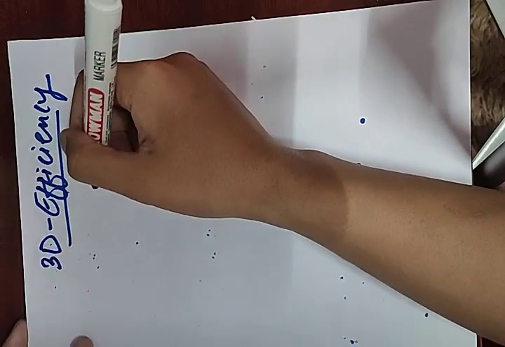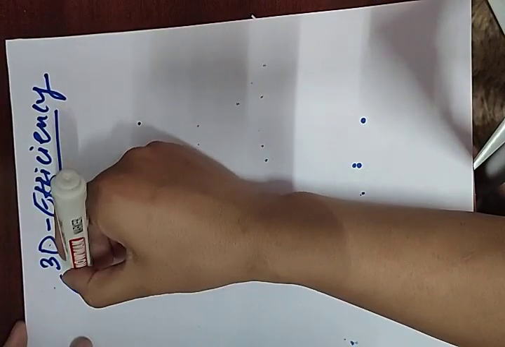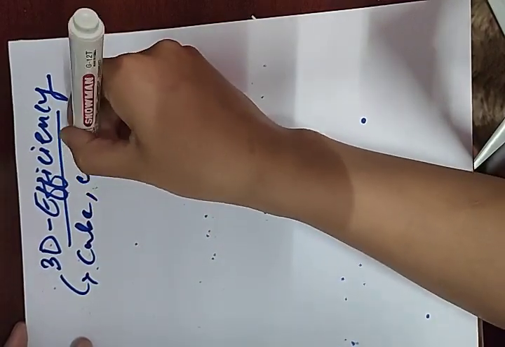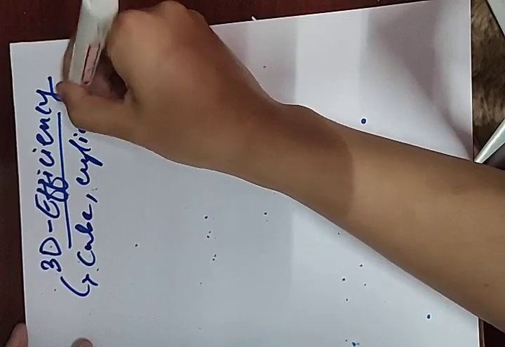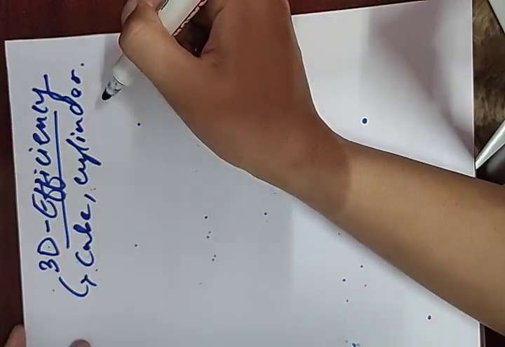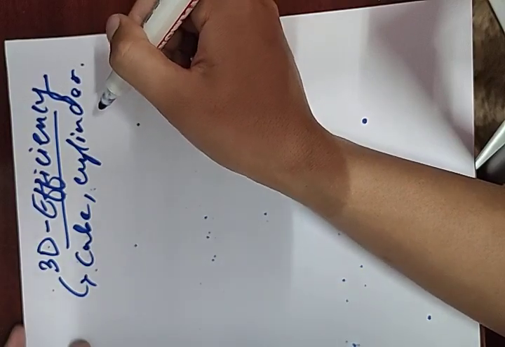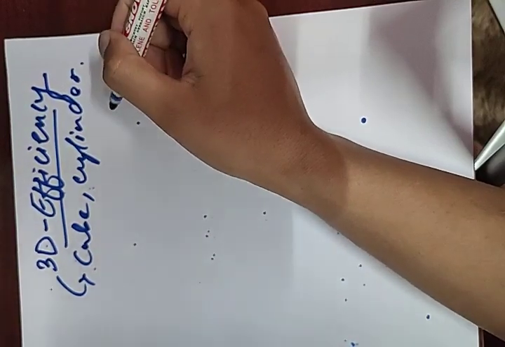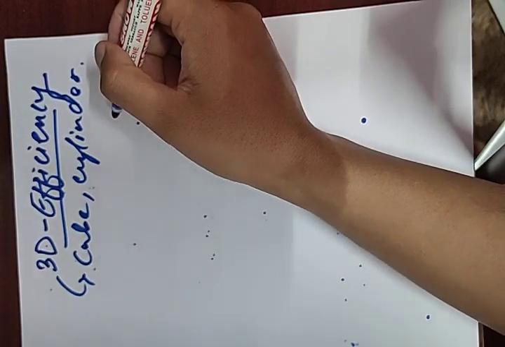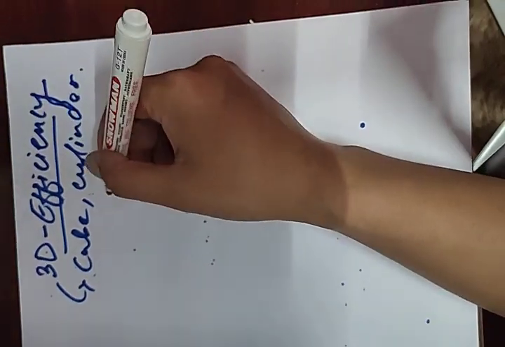Now 3D shapes, namely a cube, cylinder, rectangular prism. This type of shapes are called 3D shapes. From those 3D shapes we are going to see which one is most efficient.